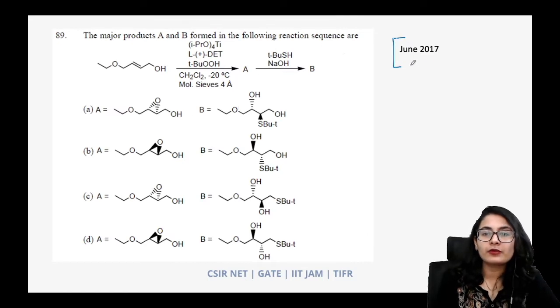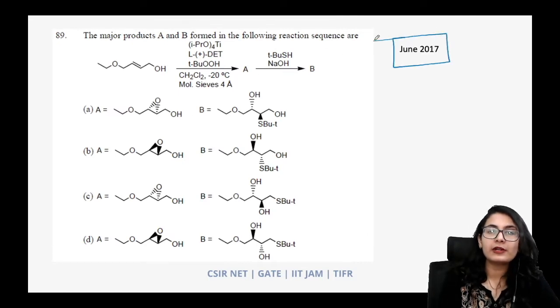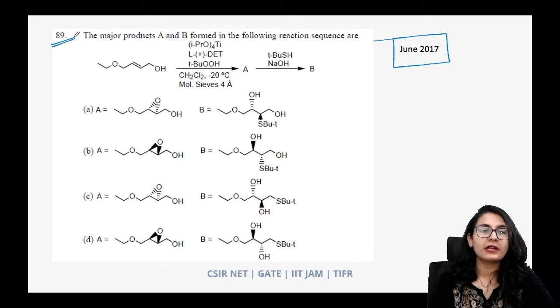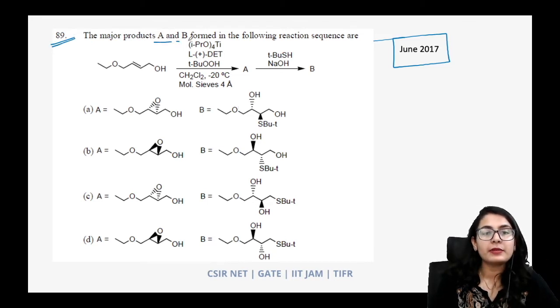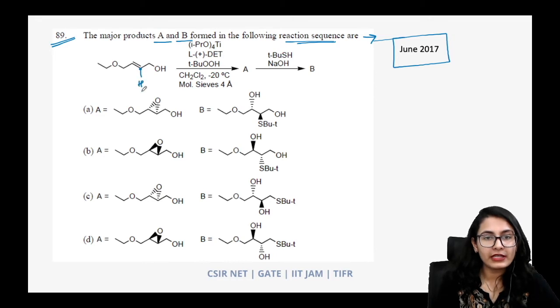Next, from June 2017. So absolutely guys, there are plenty of questions on Sharpless epoxidation. It's one of the easiest reactions, right? So yes, you will find many questions on this. The major products A and B formed in the following reaction sequence are. So once again, you have an allylic alcohol. This is the carbon to which you are going to find out the re and si face.